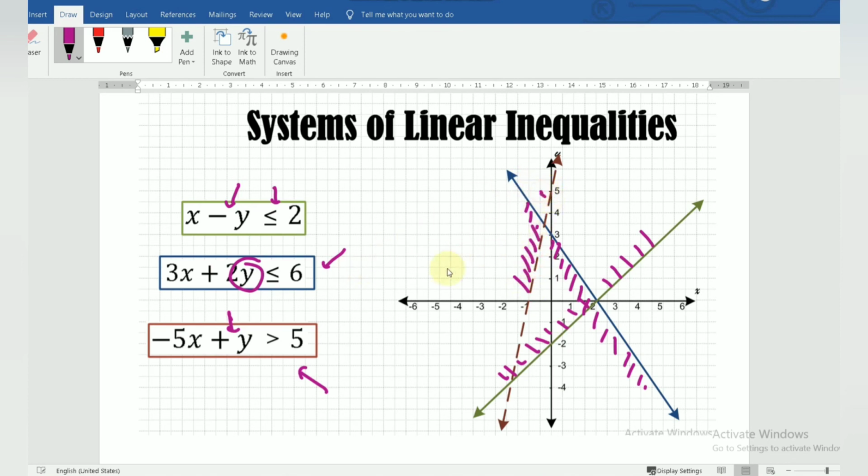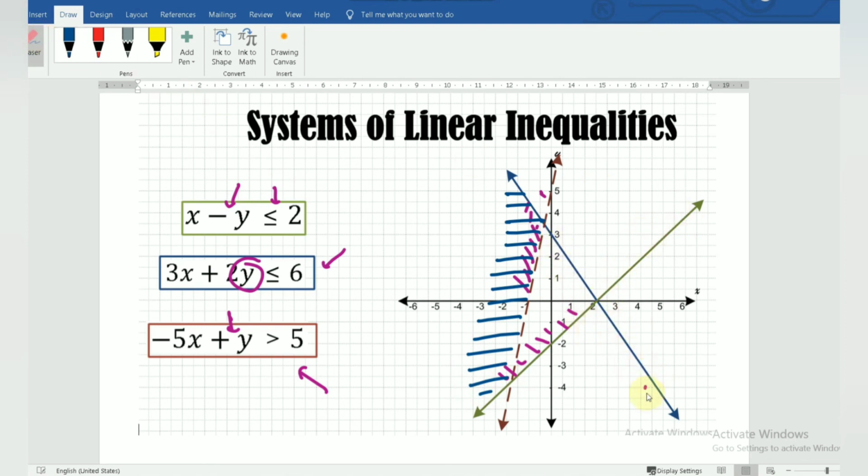Okay, so can you see the intersection? Let me just use a different color here. And then I will just erase this. So this is how you graph the solution. Okay, and let me show you another example.